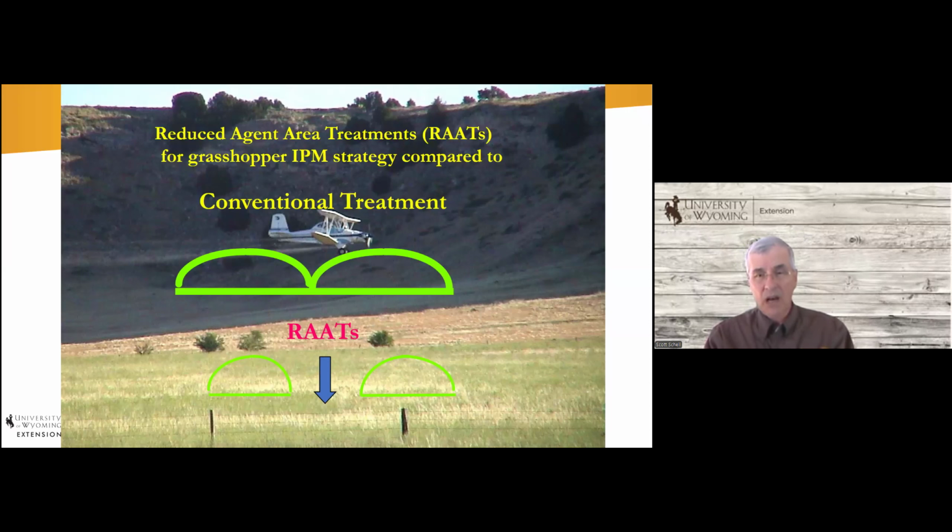We leave some behind as a prey base for their natural predators, and we utilize the lowest rate possible of the chemicals registered for rangeland treatments. And those are ones that can be applied over grazing animals. They have 0-day grazing restrictions, so you can actually treat over the top of them and do it this way.